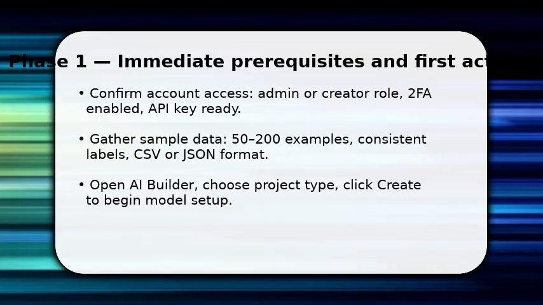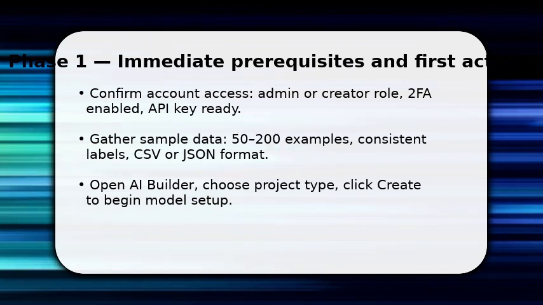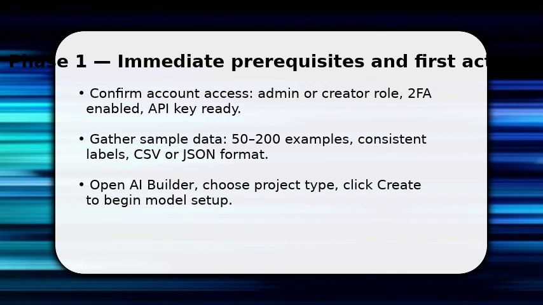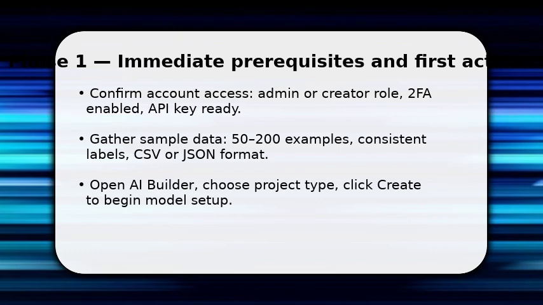You begin by confirming access and gathering examples. This saves time later. Once you have admin or creator rights and 2FA, upload 5,200 labeled samples in CSV or JSON. Next, open AI Builder and choose the project type that matches your goal: classification, form processing, or prediction. Click Create to initialize the workspace and make sure to name the model clearly. This step starts the pipeline and ensures your training set and permissions are correct before you move into detailed configuration.